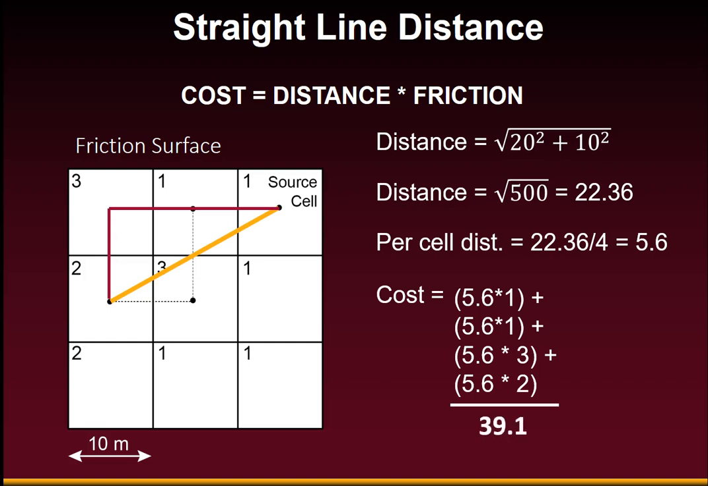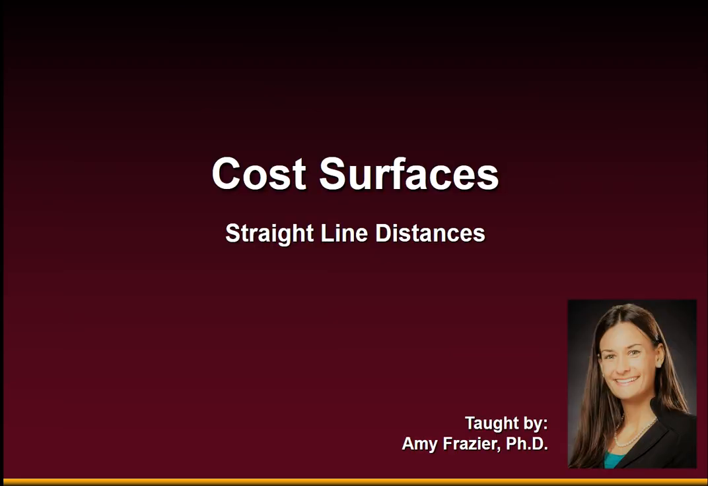That number is 39.1. So if you'll recall from the row column distance computation, the cost to travel from the source cell to this same cell using row column distance was 55, and the cost to travel using straight line distance is only 39.1. So again, the straight line distance is a good bit less than the row column distance.